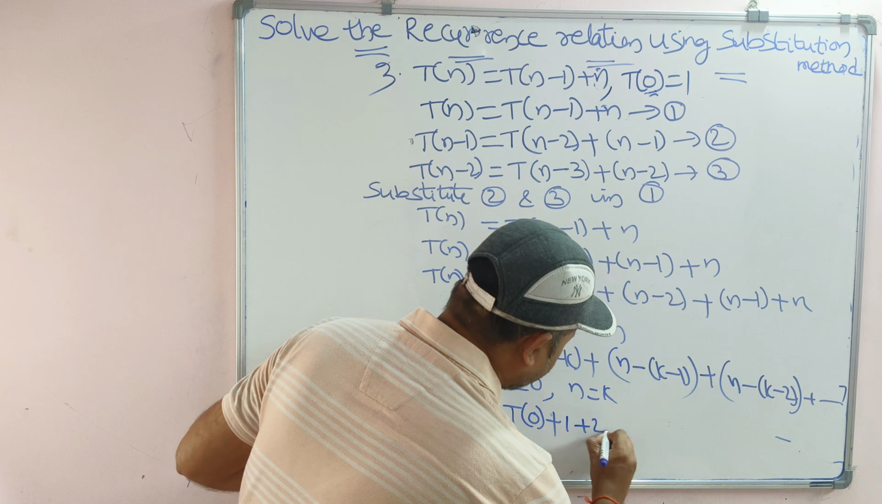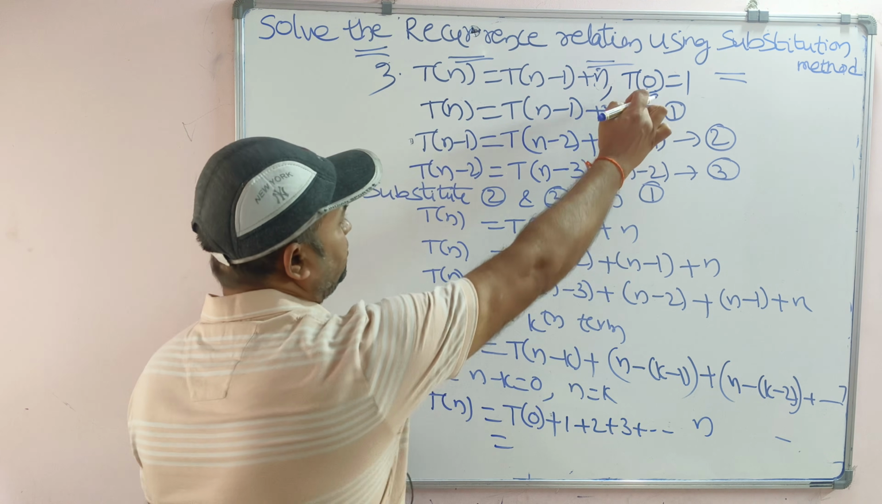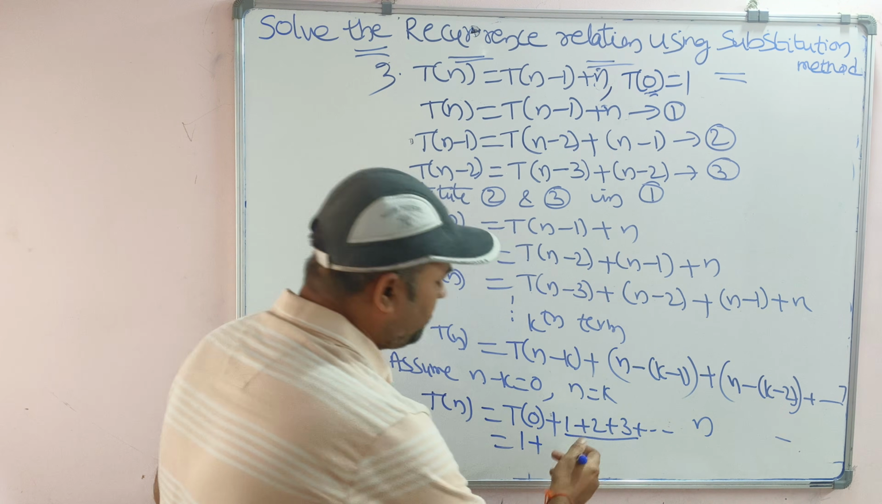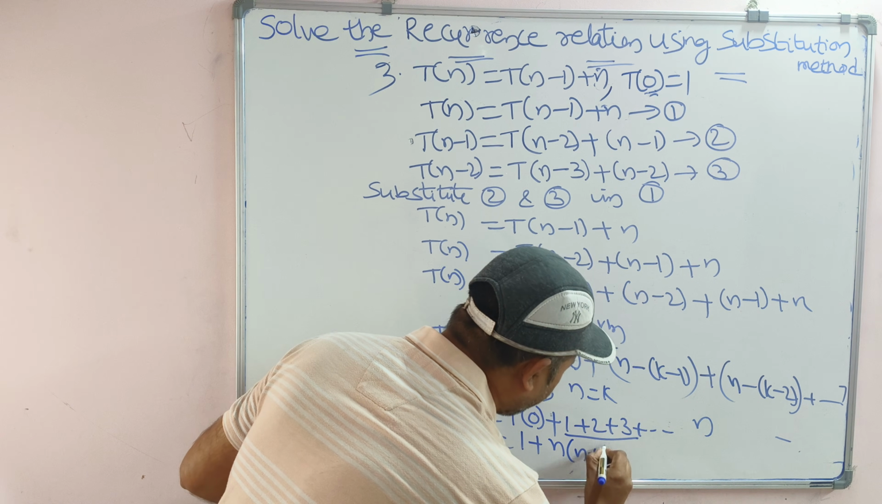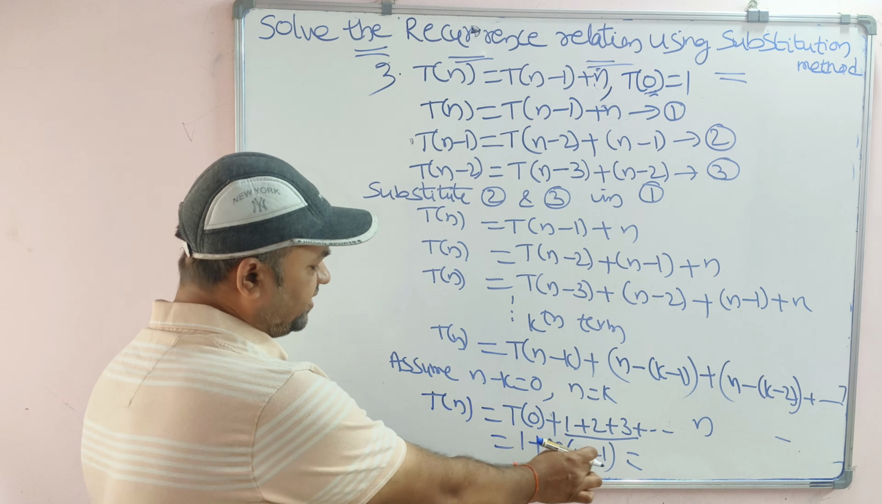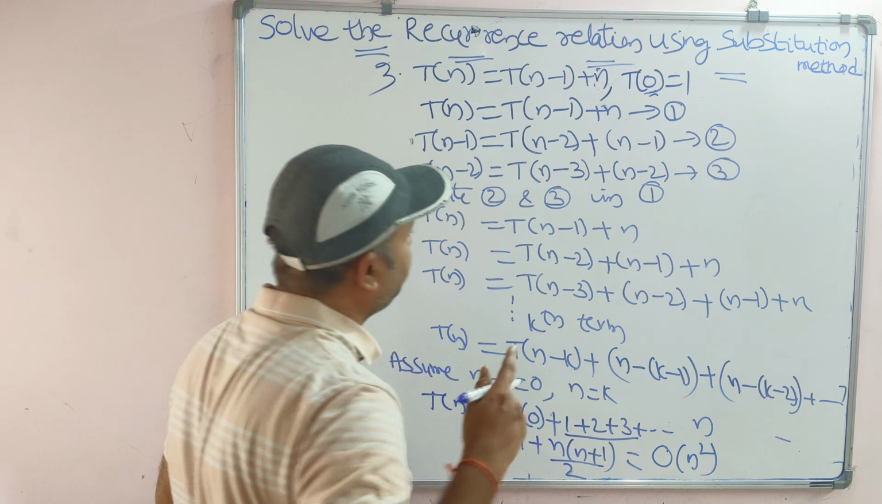So here the series is like this, 1 plus 2 plus 3 plus so on n. What is t of 0? T of 0 is given as 1. So 1 plus, what is the formula for 1 plus 2 plus 3 plus so on? That is nothing but n into n plus 1 by 2. So here what is the maximum coefficient we will get? N square. So the time complexity is order of n square.